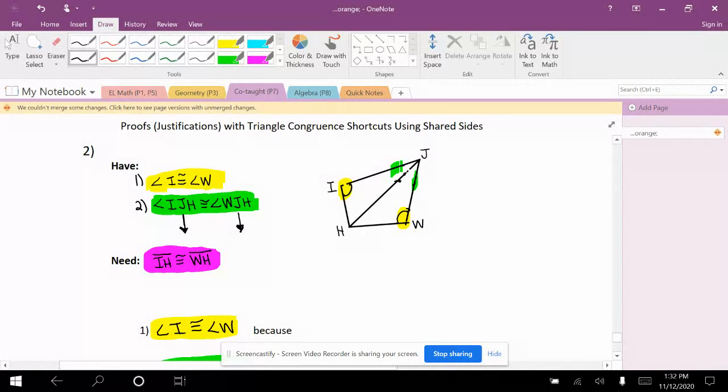I also have angle IJH is congruent to angle WJH.